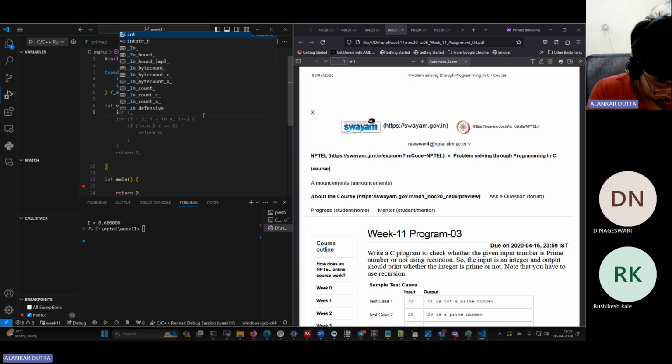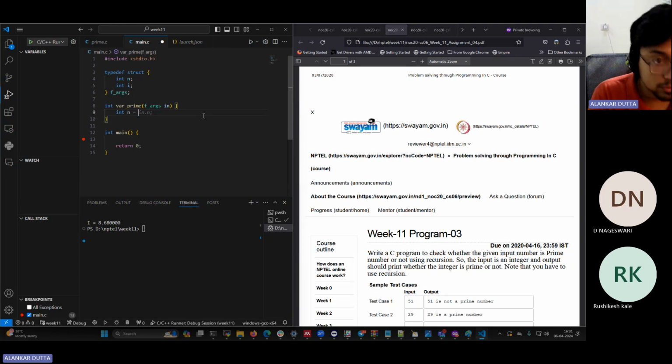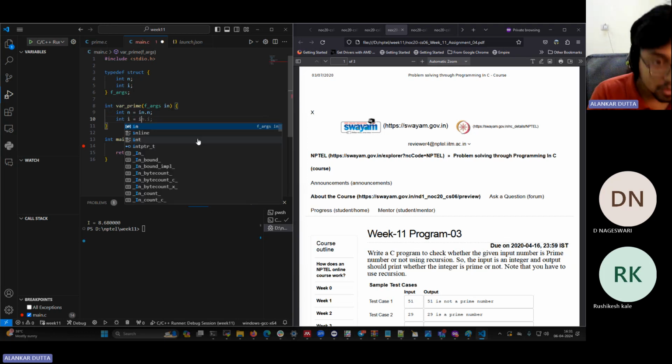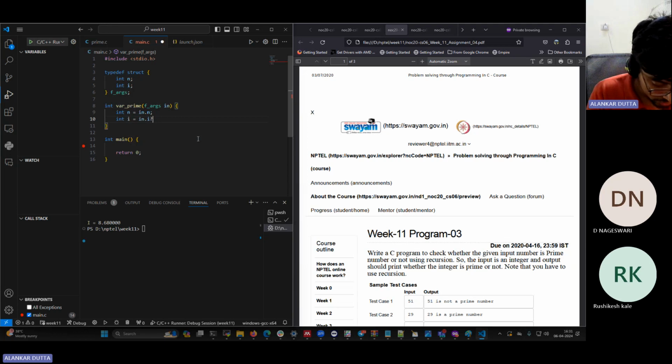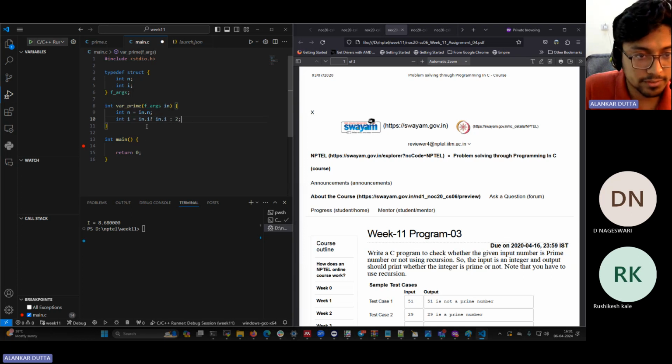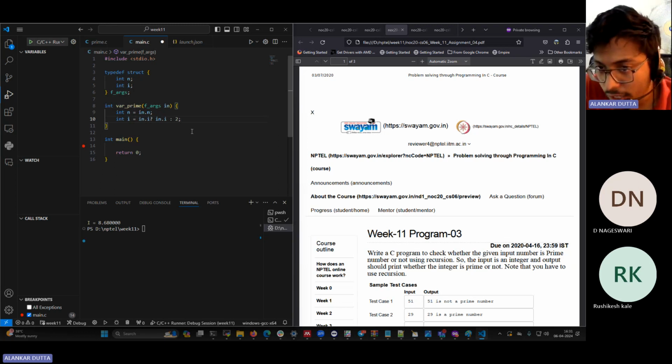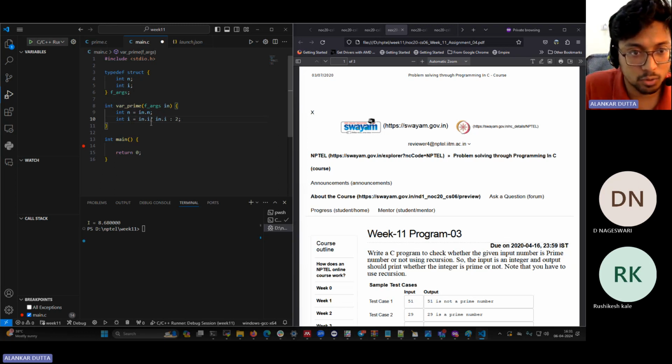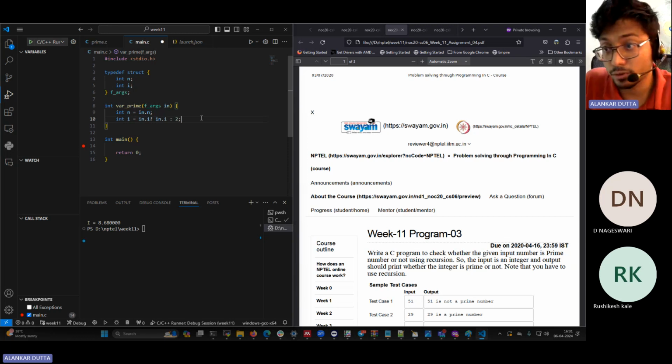And we will call int n equals in.n. So this accesses the n element of it, and then int I equals in.I question mark in.I else 2. So what this means is that we will check for in.I, and if some value of in.I is given, then that will be assigned to I. If no value of in.I is given, then the default value is 2. So this gives you a starting value.